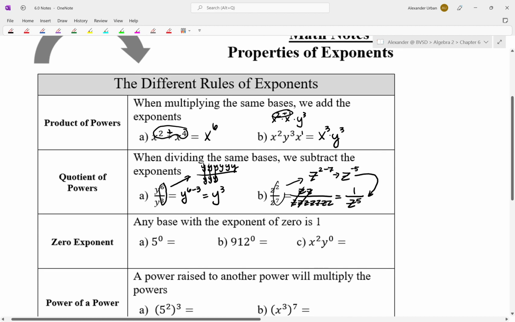This is my favorite one, the zero exponent law. This is anything raised to the 0 power, or any base with the exponent of 0 is the number 1. So 5 to the 0 power is 1. 912 to the 0 power is 1. X squared times y to the 0 power, well, this is really x squared times 1, which is going to get you just x squared. So essentially you can cross them out and just say, hey, this is 1.